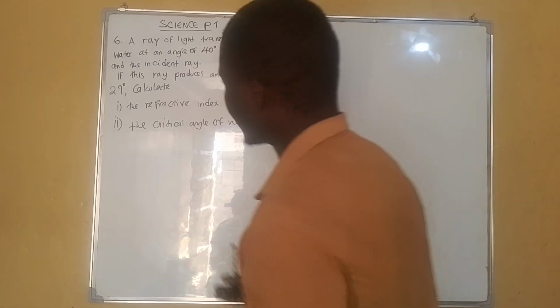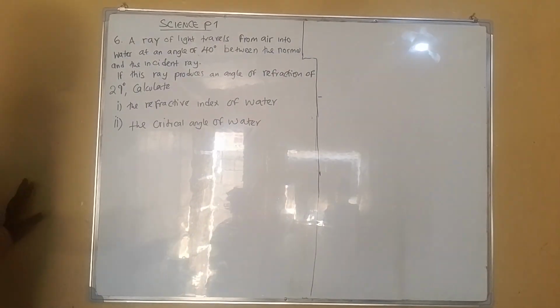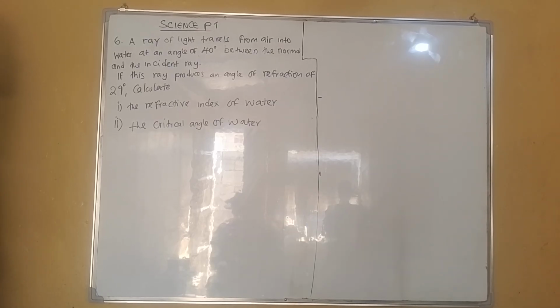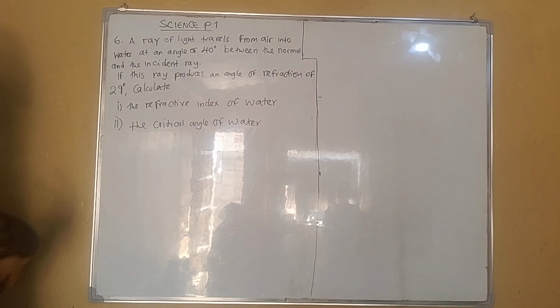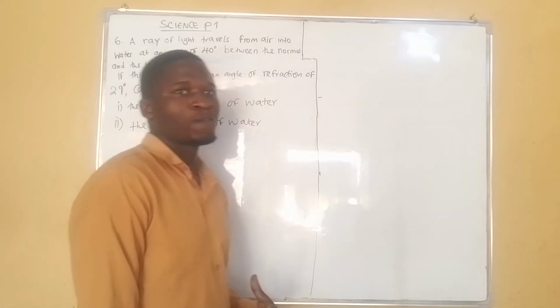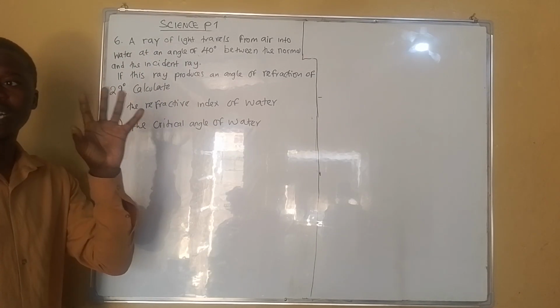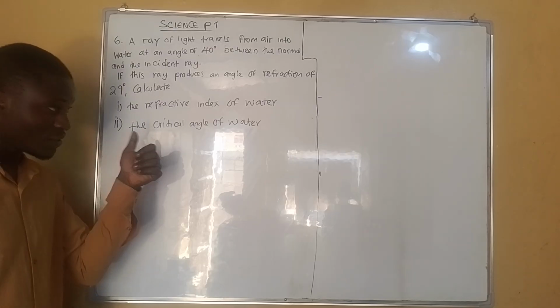Okay, so we have another question here, question 6. A ray of light travels from air into water at an angle of 40 degrees between the normal and the incident ray. If this ray produces an angle of refraction of 29 degrees, calculate the refractive index of water and the critical angle of water. So here we are talking of light waves, and this question is focused on refraction, not reflection, isn't it?